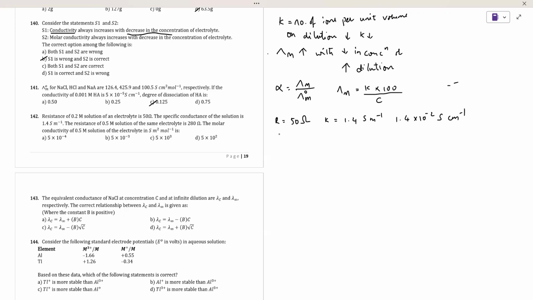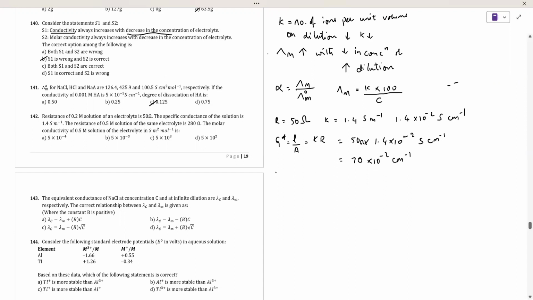Now basing on this value, in the first step we can determine G star, which is nothing but L by A, also called the cell constant. We have the formula for cell constant, which is the product of K and R. So we get 50 into 1.4 into 10 power minus 2. The units are Siemens centimeter inverse and ohms. When you multiply 50 into 1.4, you get 70 into 10 power minus 2 centimeter inverse. Ohm and ohm inverse get cancelled. So this is the first step where you have determined the cell constant.